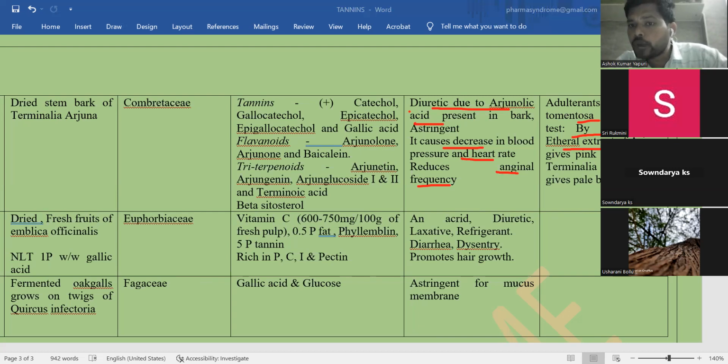Ethereal extract of Arjuna bark gives pink color, but Terminalia tomentosa gives pale color. By this difference, you can easily differentiate Terminalia tomentosa, which is used to adulterate Terminalia arjuna. Terminalia arjuna gives pink color on fluorescence, but Terminalia tomentosa gives pale color on fluorescence.